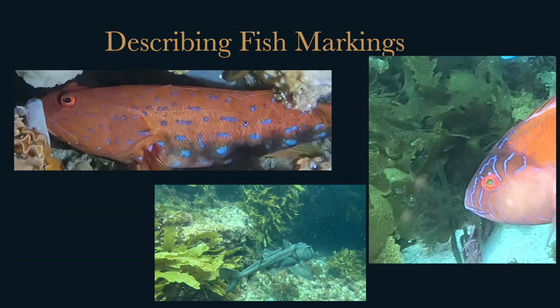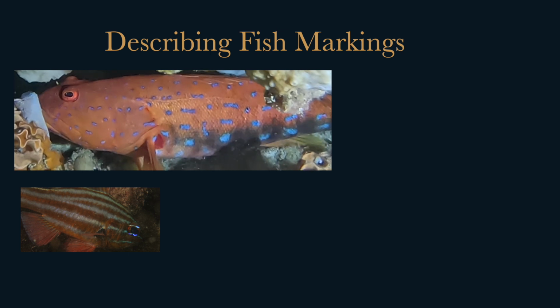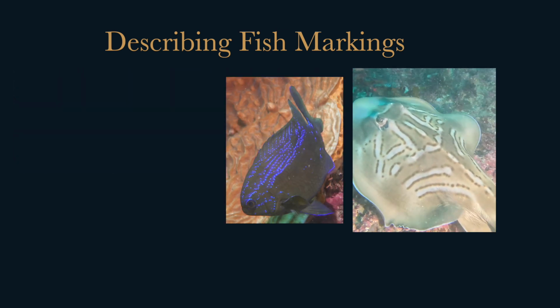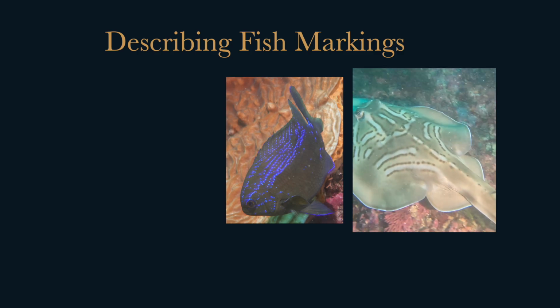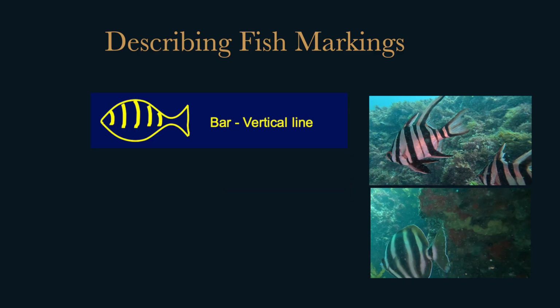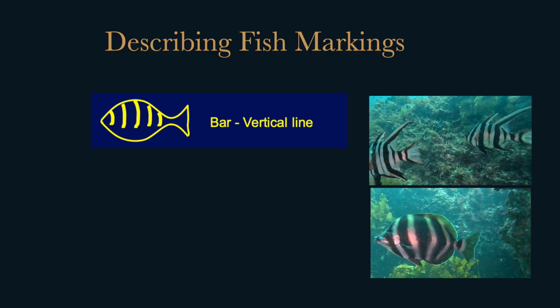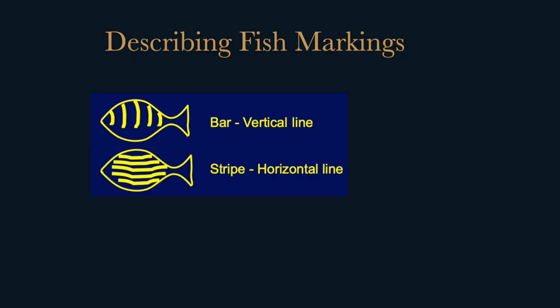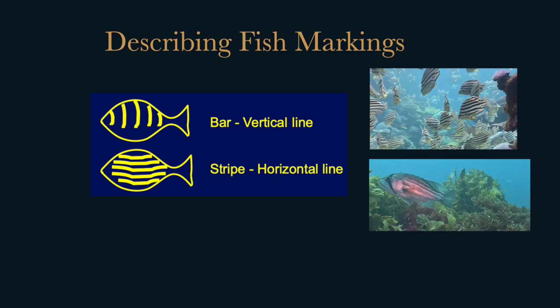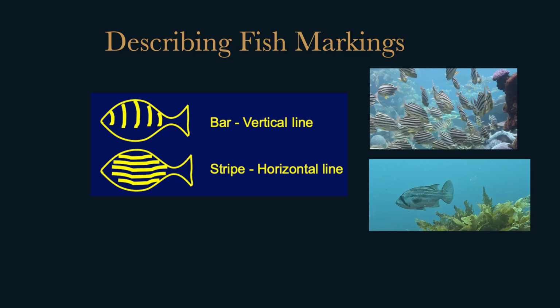Let's look at some of the types of markings we find on fishes so that we can describe them and record them later for identification. Bars are vertical lines, like those seen on old wives on top and the moonlighter below. Stripes, by contrast, are horizontal lines, like those seen on the back half of this West Australian dewfish in the bottom, or on these stripy sweeps up above.